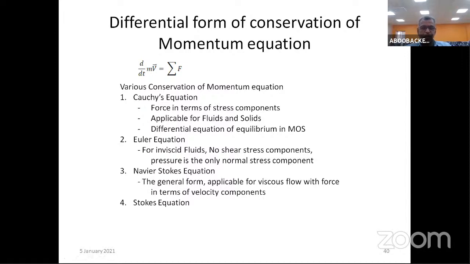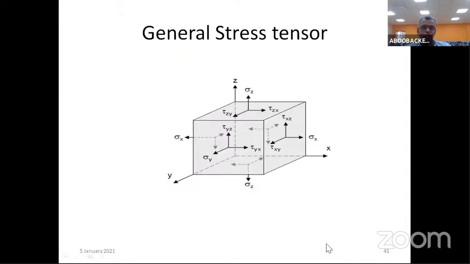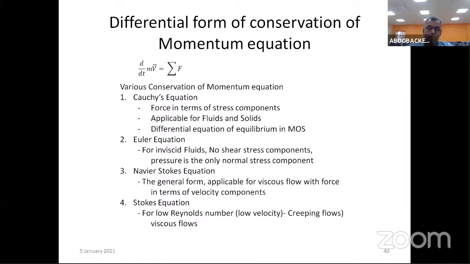And among special cases, there is the Stokes equation, which neglects the inertia terms at low Reynolds numbers, that is, low velocity without any inertia. So it is called the Stokes equation. So those are the various forms of the Navier-Stokes equations. And out of these, the Navier-Stokes equation is the basis of our CFD.